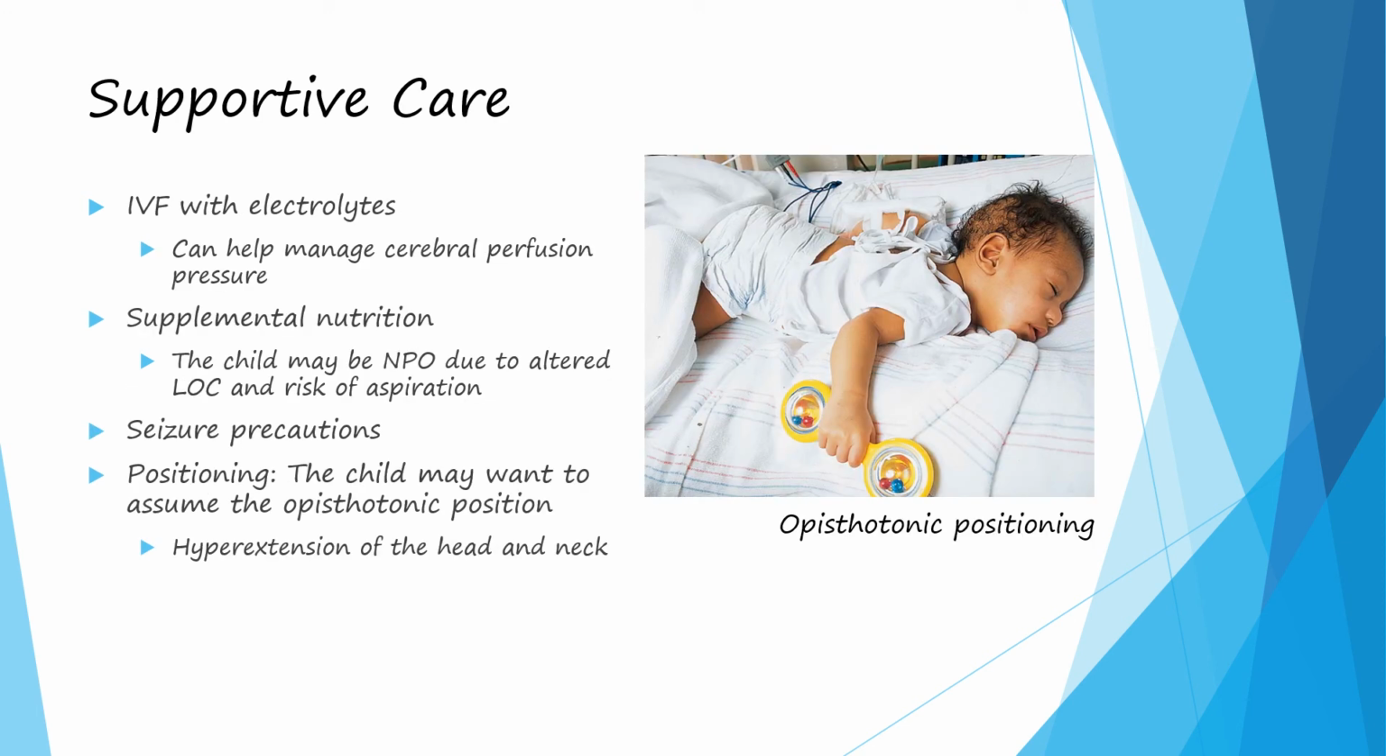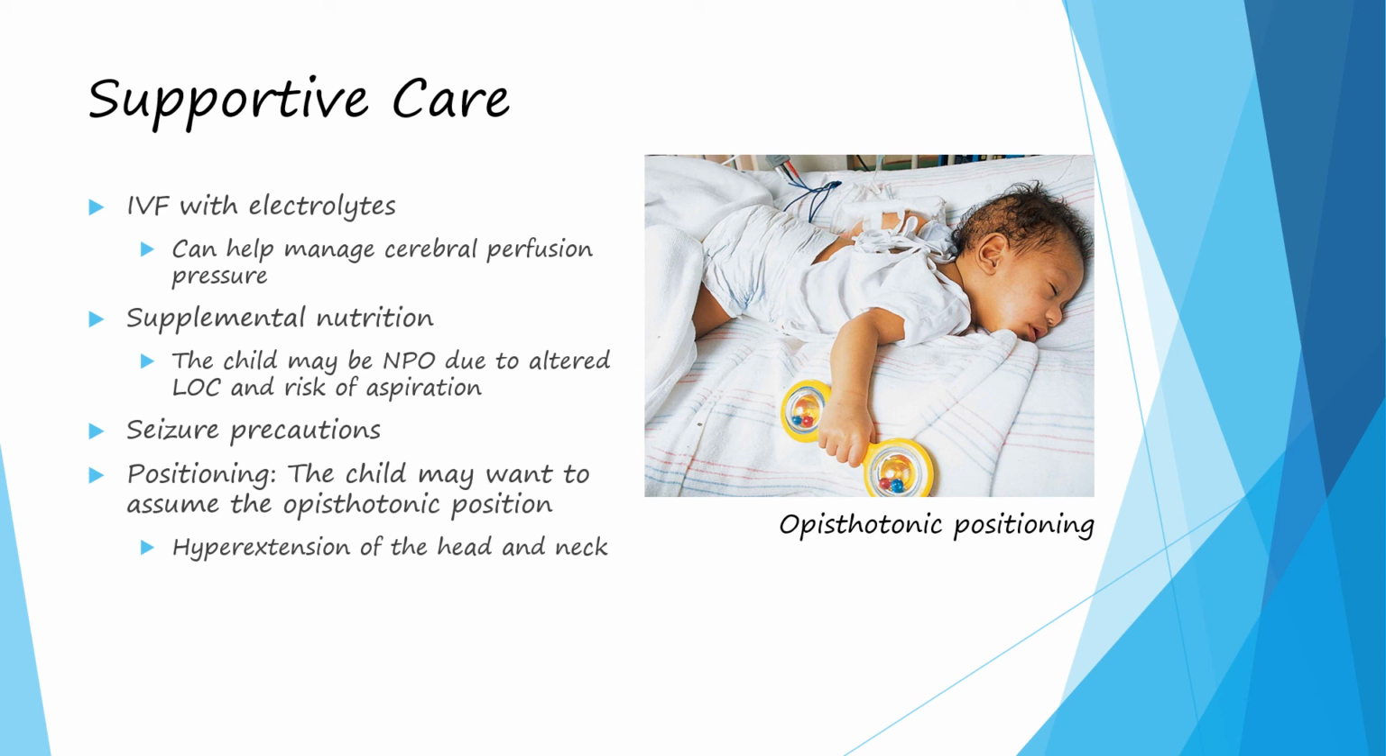Other supportive measures that we can do for this child, IV fluids with electrolytes if they're dehydrated, and this can also help manage the pressure in their brain. Supplemental nutrition, so they might need a feeding tube because they might be NPO due to risk of aspiration. They might be on seizure precautions. Seizures are rare, however, we want to protect them from any more damages that they can have.